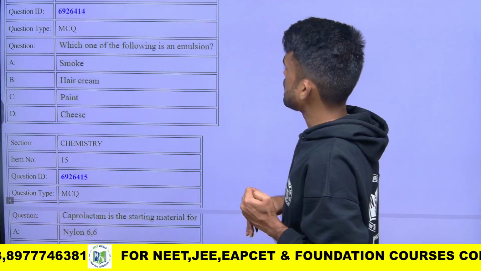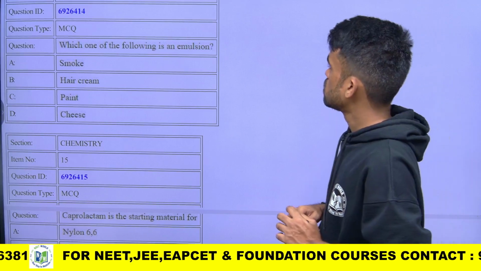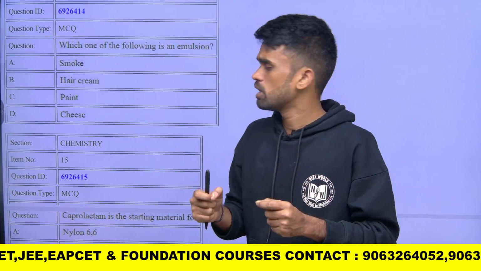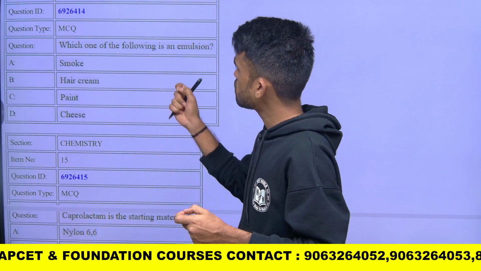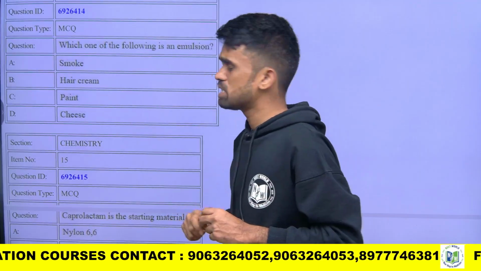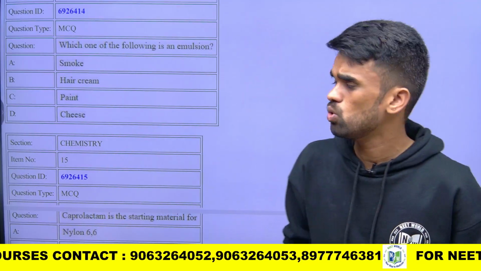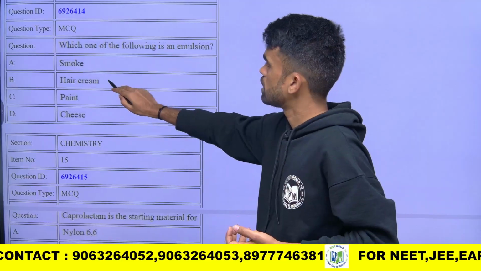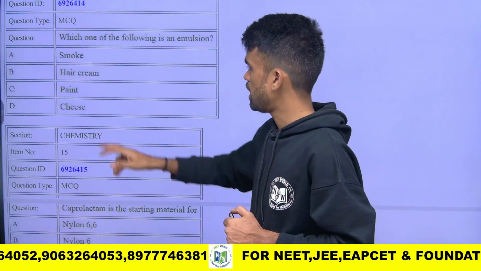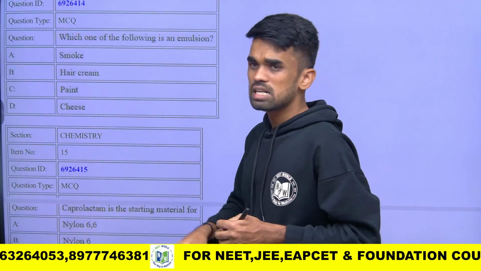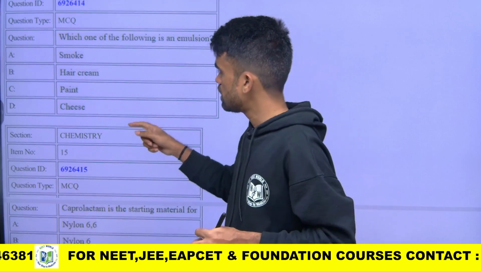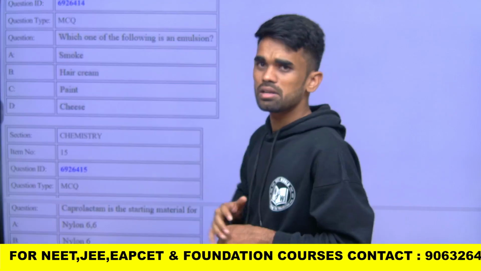Which one of the following is an emulsion? Emulsions are colloidal solutions formed by a mixture of two liquids. Smoke is solid plus gas. The best option is hair cream, which is made up of two liquid substances only. So you can go with option number 2, option B. Paint is liquid plus solid. Cheese is a creamy, gel-like substance plus liquid. So the best suitable answer is hair cream, which is the emulsion here.